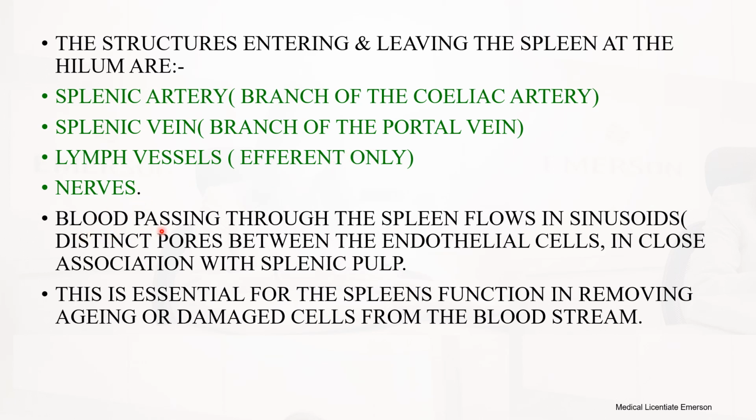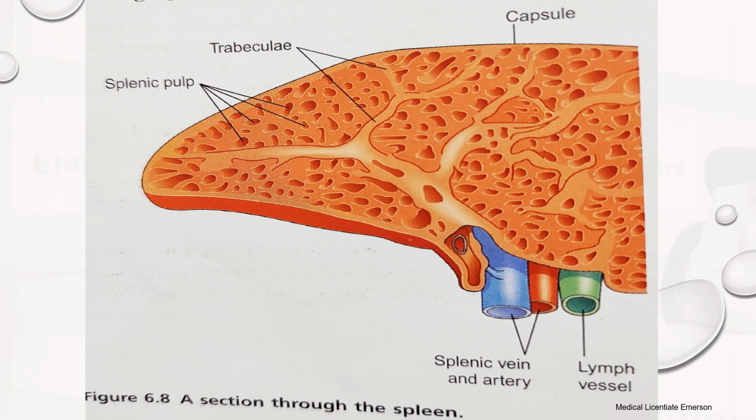Then, of course, blood passing through the spleen flows in sinusoids, which are distant pores between the endothelial cells, in close association with the splenic pulp. Then this is essential for the spleen's function in removing aging or damaged cells from the bloodstream, for instance, red blood cells. Okay, then this is the structure we're talking about, the splenic pulp, the trabeculae, and the capsule. Then you have the splenic artery and the splenic vein, and this is a lymph vessel here. Okay, then you cut through the section.